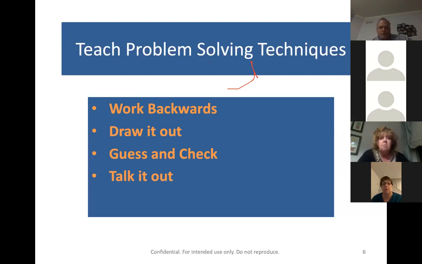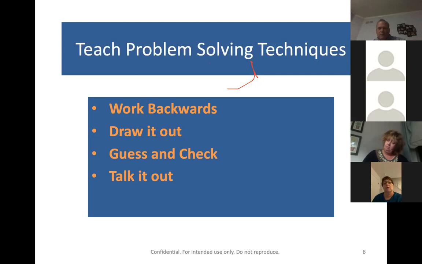All right, another thing that we're asking you to do is make sure we're teaching problem solving techniques. So what we're saying there is, here are some examples of problem solving techniques that we would like to see you using. Have the student work backwards. Present the student with a problem, give them the answer, and then ask them, how do you get to that answer?